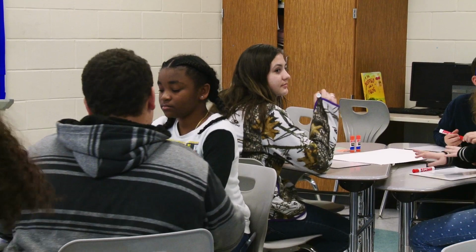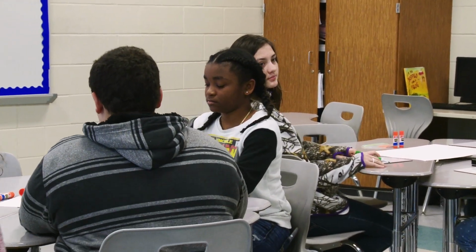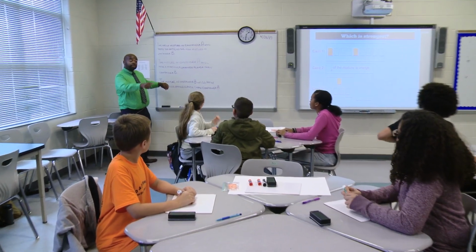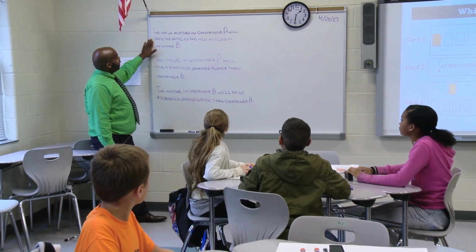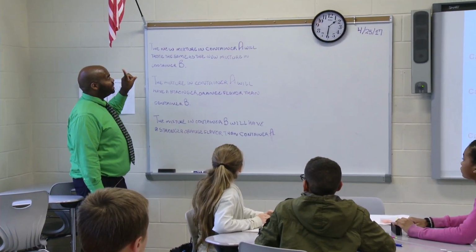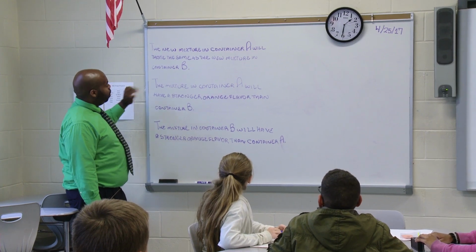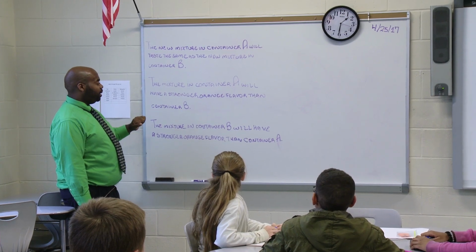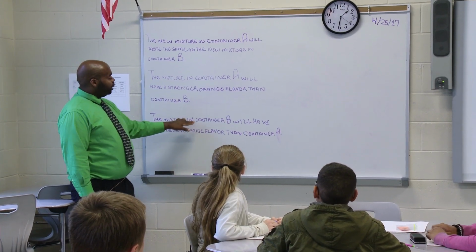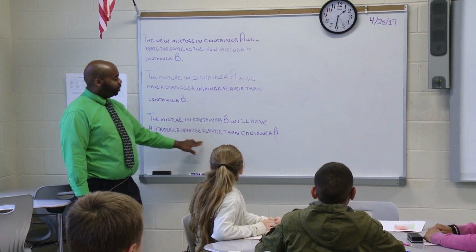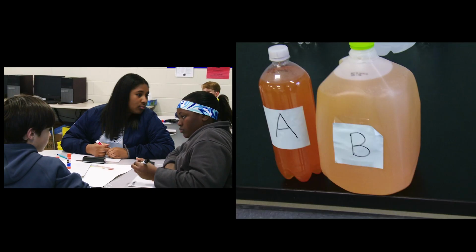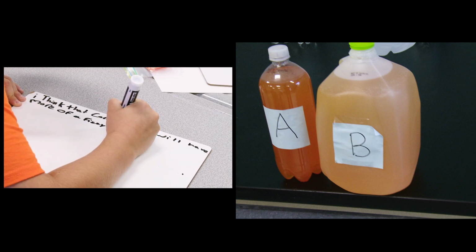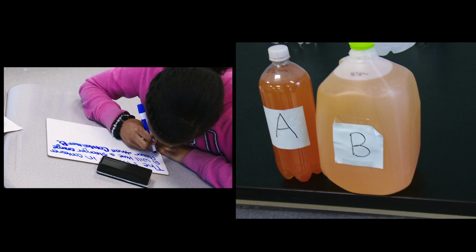Now, if you look over here at our board, these are the predictions that you are going to make based on what you see in container A or container B. You're going to write down one of these statements on your whiteboard. You're going to write either the new mixture in container A will taste the same as the new mixture in container B, or the mixture in container A will have a stronger orange flavor than container B, or the mixture in container B will have a stronger orange flavor than container A. Take a look at what you see in container A. Take a look at what you see in container B, and write down a statement that you think best matches your prediction.